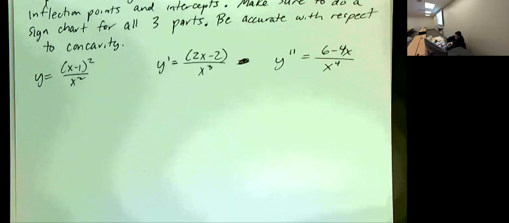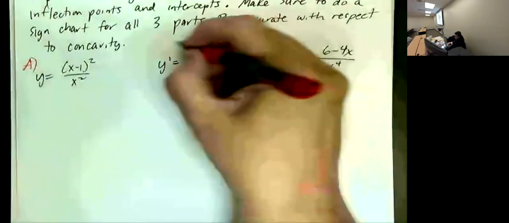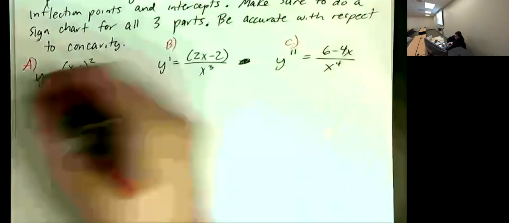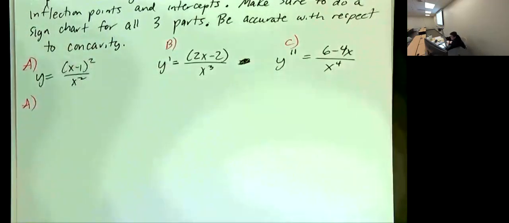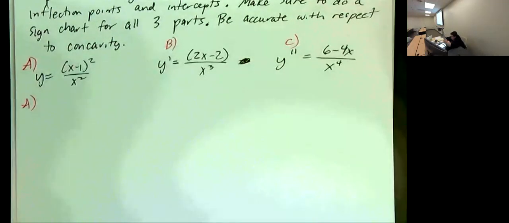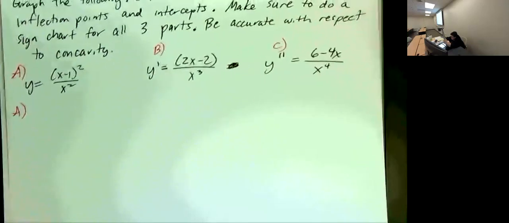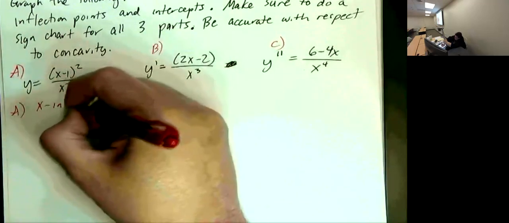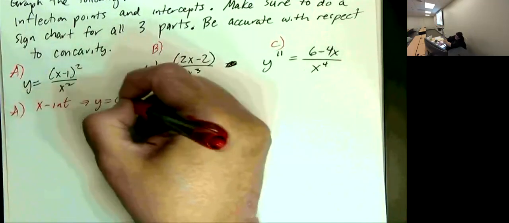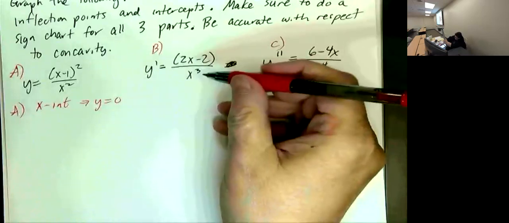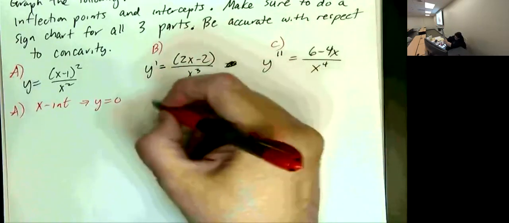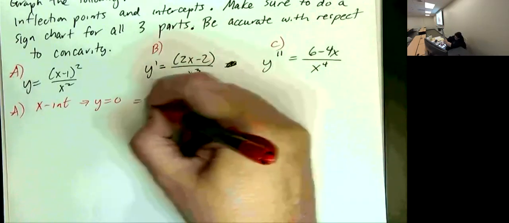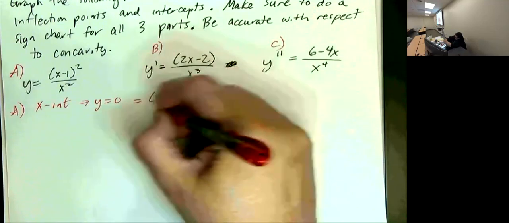So let's label them A, B, C. Let's see what we can get from each of them. For A, I should be able to get the intercepts and asymptotes. The x-intercept is when y equals 0. And y equals 0 makes it so we have 0 equals (x minus 1) squared over x squared.